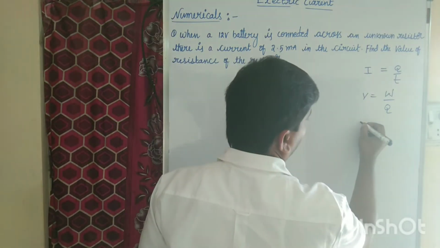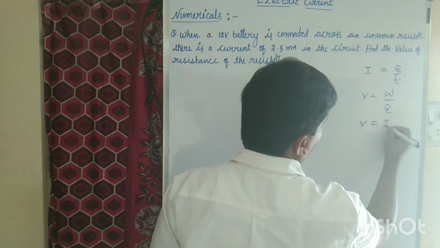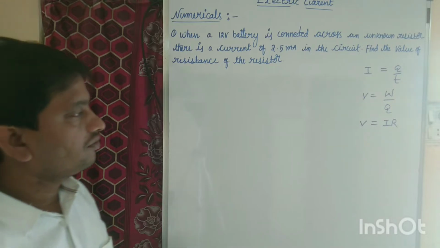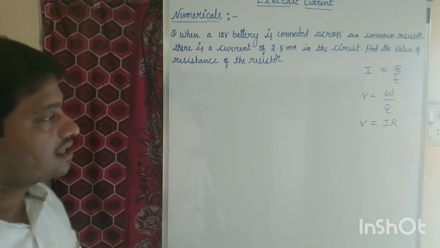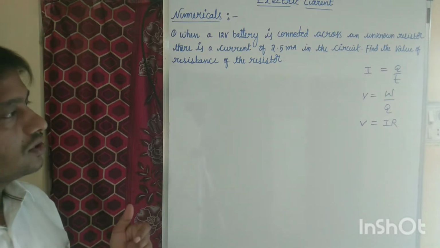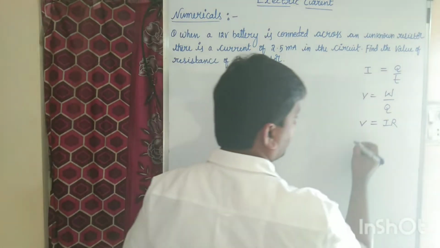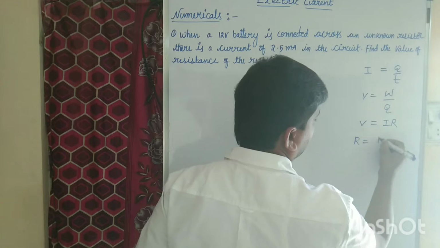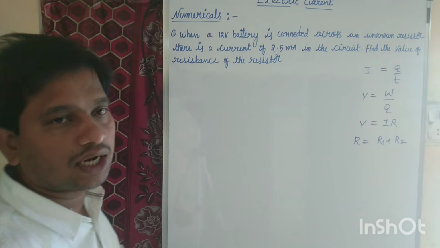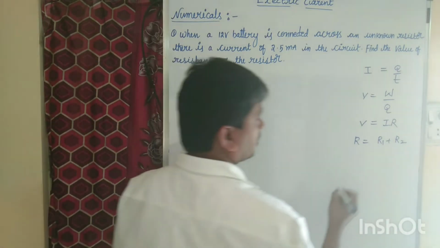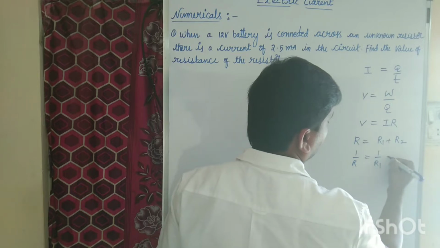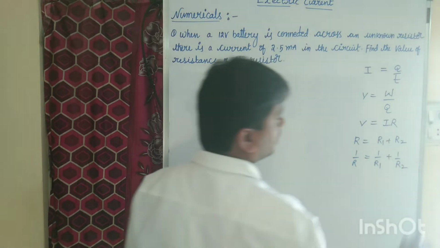Also we have Ohm's law, that is V equal to IR. V is potential difference, I is electric current and R is resistance. When resistors are connected in series, effective resistance R is equal to R1 plus R2 plus R3. When the resistors are connected in parallel, effective resistance 1 by R equal to 1 by R1 plus 1 by R2.